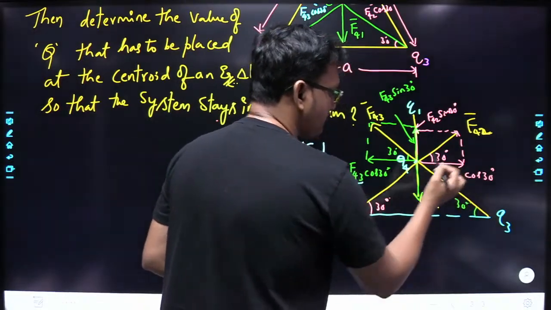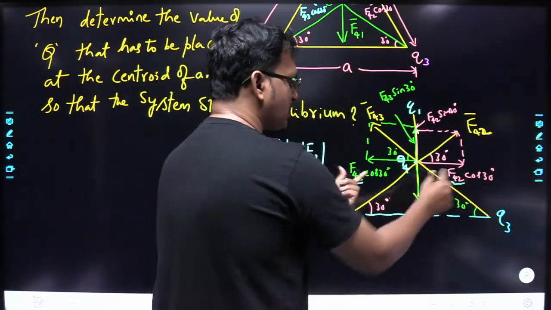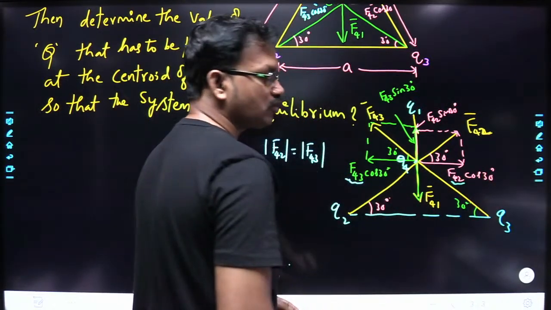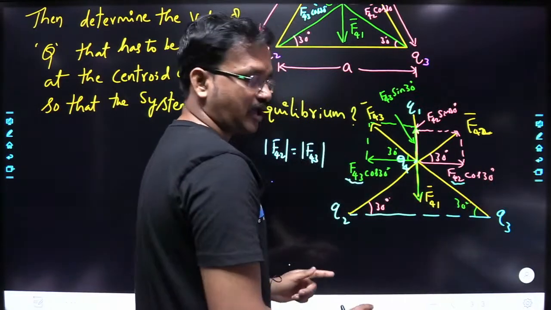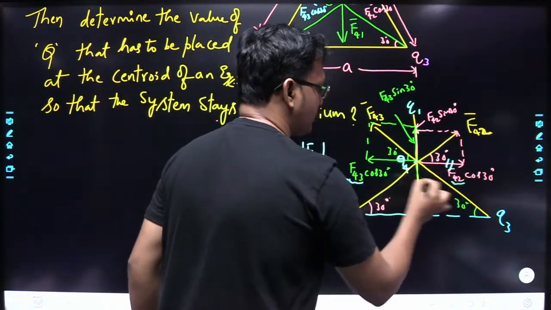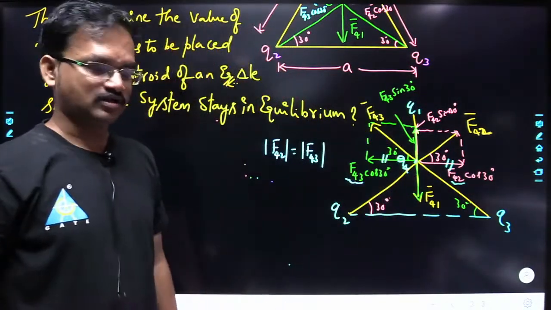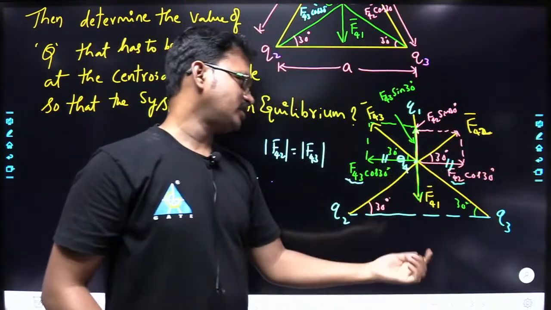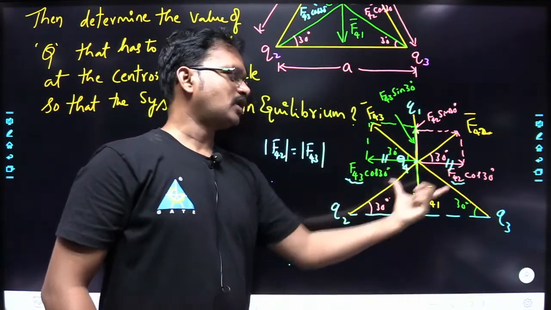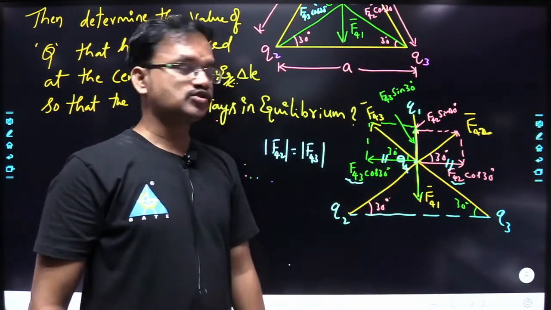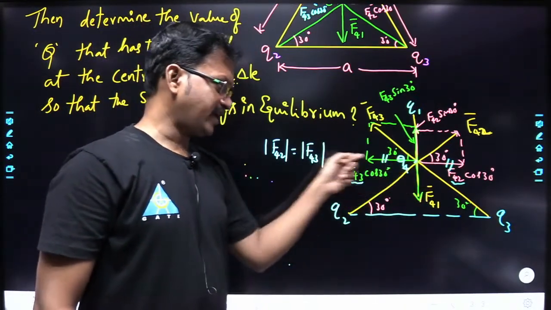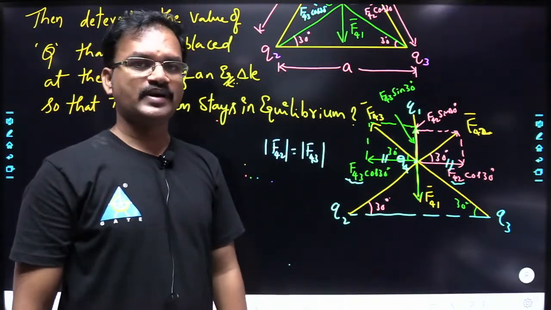Here F42 is the magnitude. So if F43 and F42 both are the same, here you are having F43 cos 30, here you are having F42 cos 30. So these two will also become the same, and these two are acting exactly opposite to one another. So these components will get cancelled. Both magnitudes are the same and they are acting exactly opposite. So the net force along the x direction will become equal to 0.